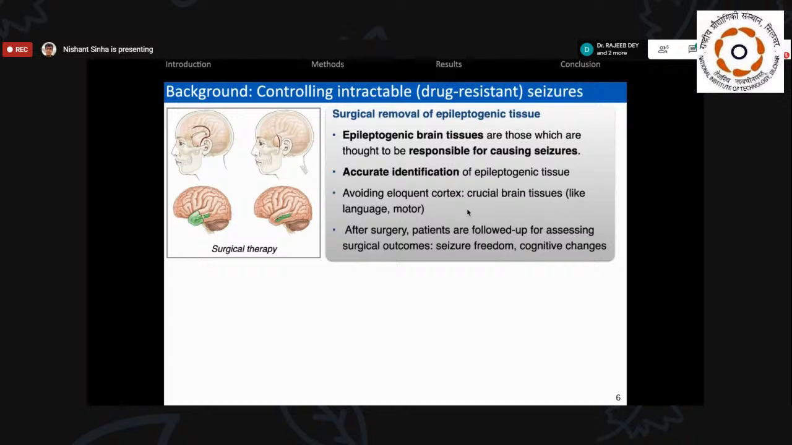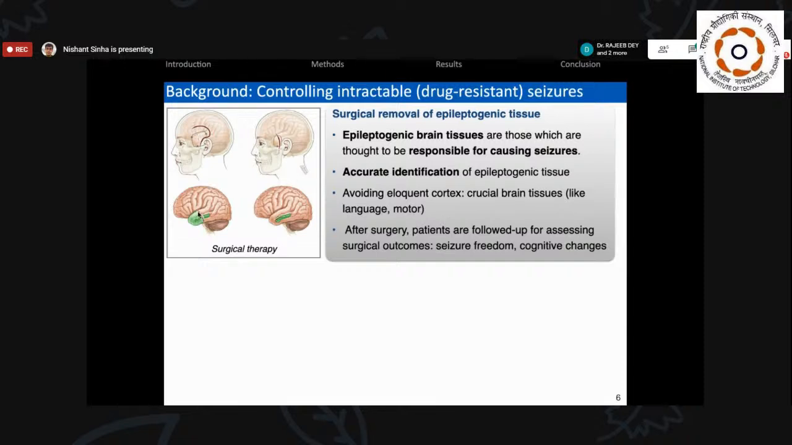After these diagnoses, if the patient is deemed to be a surgical candidate, then a surgical therapy would be recommended. In the surgical therapy, the aim is to identify the epileptogenic tissue, so the accurate identification of epileptogenic tissue is crucial. And then that epileptogenic tissue, which is thought to be causing seizures, is typically surgically resected. It is also important that any eloquent cortex, which is crucial brain tissue, for example the tissue responsible for language or motor function, should be avoided during the surgery.